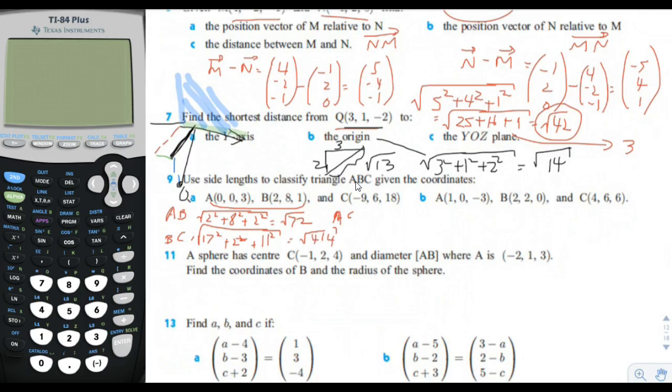Okay, and then we're going to find AC. So AC would be the square root of 18 minus 3, which would be 15 squared, 6 minus 0, which would be 6 squared, and negative 9 minus 0, which would be 9 squared. So that would be, wow, 225 plus 36 plus 81, which would be 342.